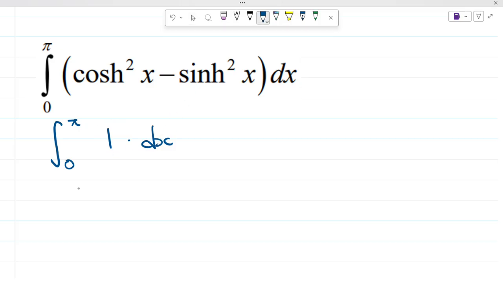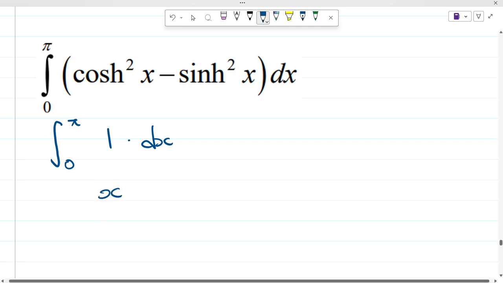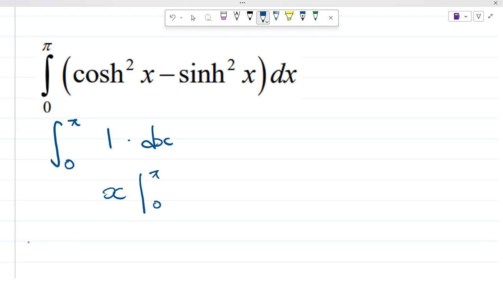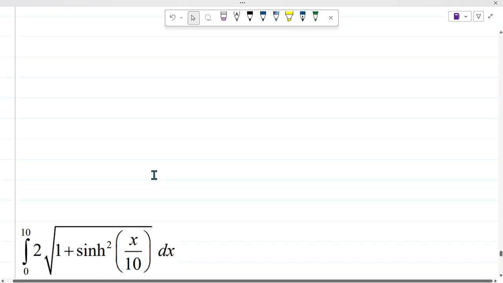So now to integrate 1, what do we get? When we integrate 1, we just get x, right? With respect to x, we get x. And then we put our limits. And then what's going to happen here is that we're going to get pi minus 0. And then our answer is just going to be pi, right? And then ta-da, you have your answer. Make sense? Yeah, it should make some sense.